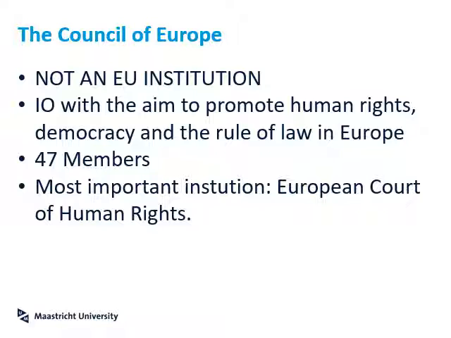It is an international organization, but concerning the region of Europe, and its aim is to promote human rights, democracy, and the rule of law in Europe. It has 47 members, so a lot of members that are not part of the EU, be it Switzerland or Iceland, but also Russia and Turkey. It's pretty much all states in Europe except for Belarus and the Vatican. And its most important institution is the European Court of Human Rights. So whenever you hear about the European Court of Human Rights, keep in mind that this is not an EU institution.